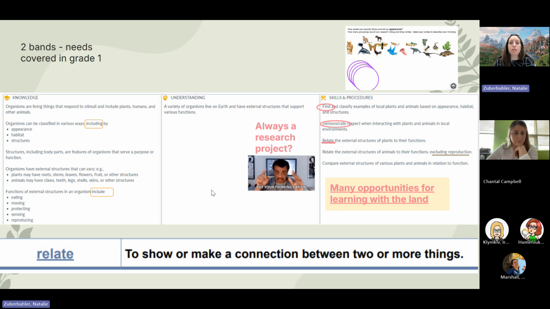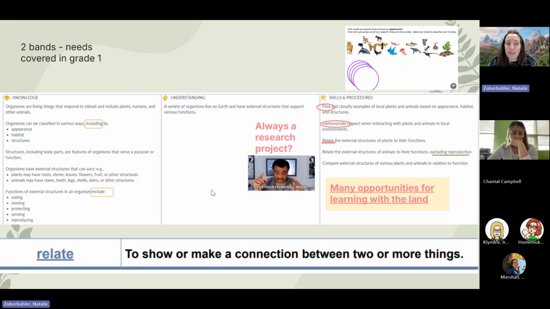That's the doing of science. So you're going to see some verbs, and that's what you're going to assess: find and classify local plants and animals. Demonstrate respect when interacting with plants and animals. Relate. Once again, that idea of relationships and kind of cause and effect and how they're connected is hugely important in our science concepts here. So you're relating the external structures of plants to their functions. Everything has a purpose. You're also going to relate the external structures of animals to functions, excluding reproduction. Do you see that in there?